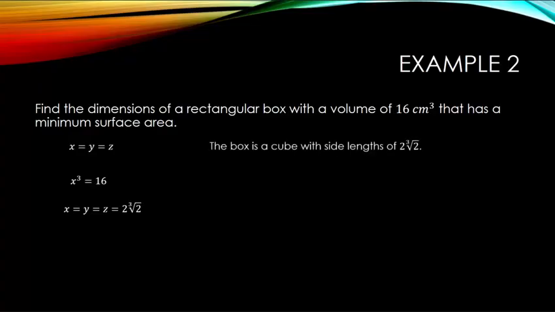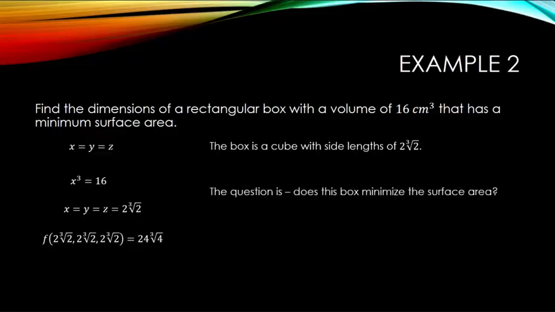This means I have a box that is a cube with side lengths of 2 times the cube root of 2. If I look at my surface area objective function, f at 2 cube root of 2 for each coordinate gives me a surface area of 24 times the cube root of 4. The question is, does this box truly minimize the surface area?